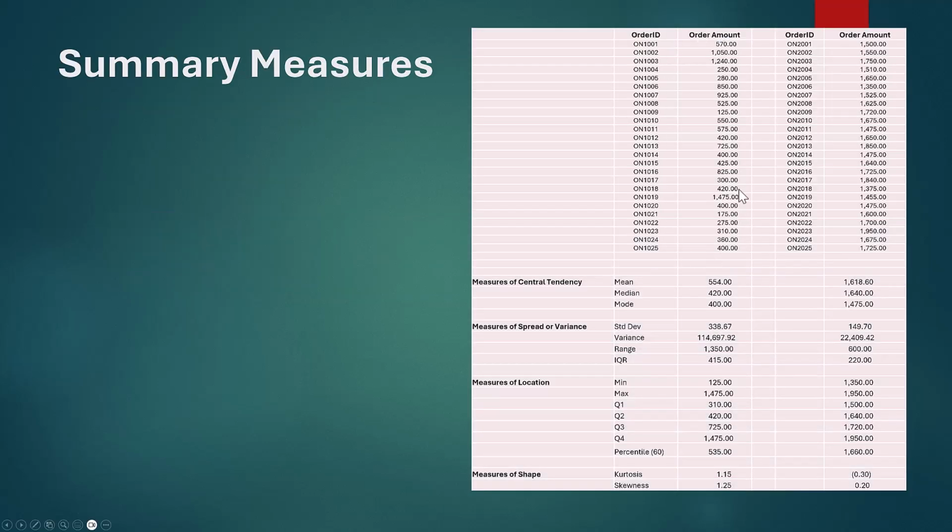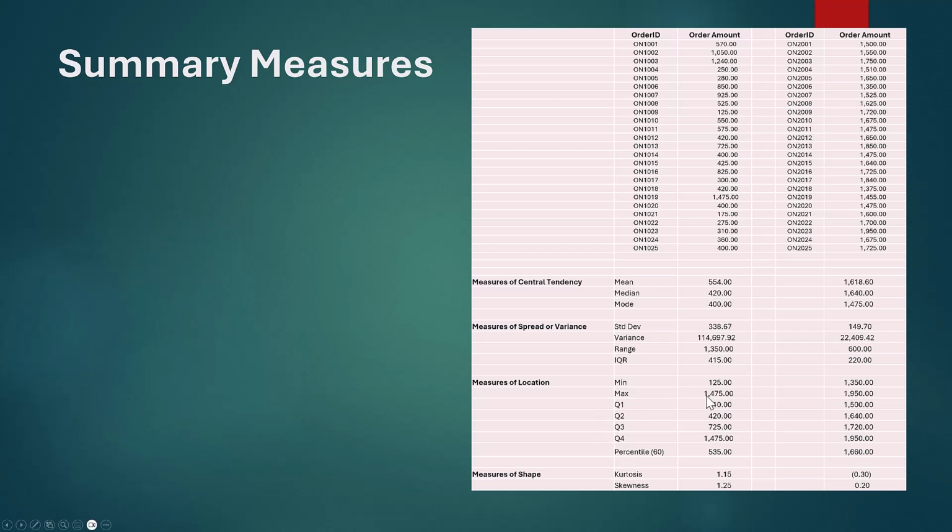So here's our first example, here's our second example, and for both these examples we have computed the three measures of central tendency: mean, median, mode. We have computed several measures of variance: standard deviation, range, and interquartile range. We did not show population variance and sample variance separately here to save some space.